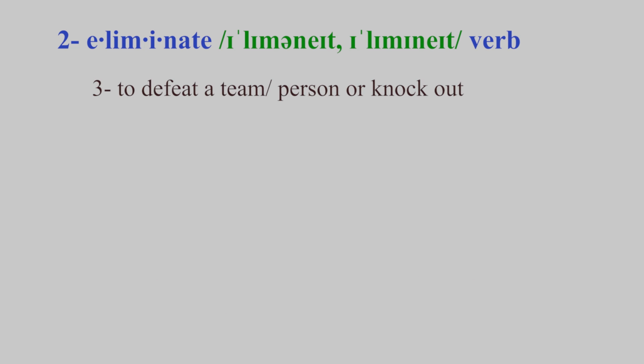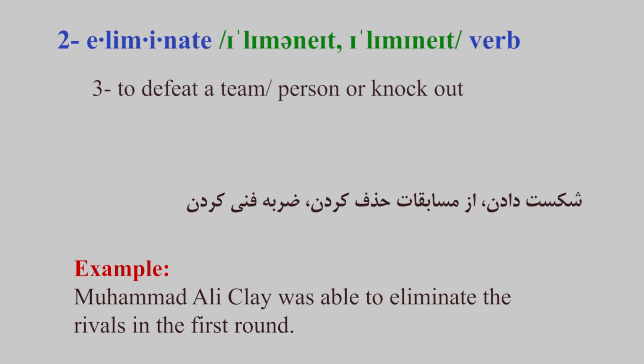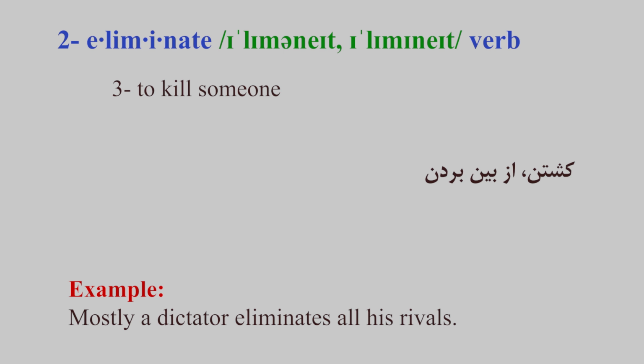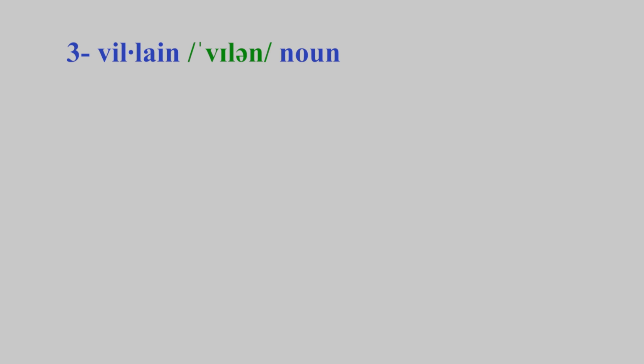The third meaning is to defeat a team or a person. Mostly it is in competitions, or to knock out a person. And one example: Muhammad Ali Clay was able to eliminate the rivals in the first round. I think Muhammad Ali Clay is a famous man in the world and everybody knows him. And the fourth meaning is to kill someone. And as you can see in the example, mostly a dictator eliminates all his rivals. That is true somehow. So, and the word family: elimination is a noun.